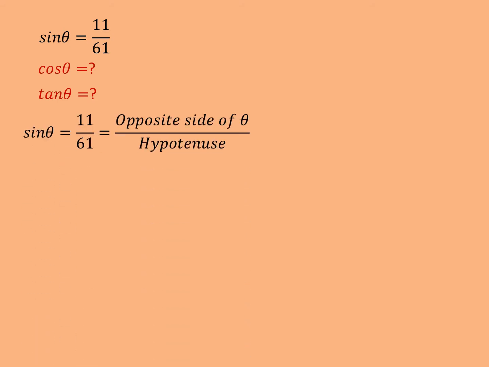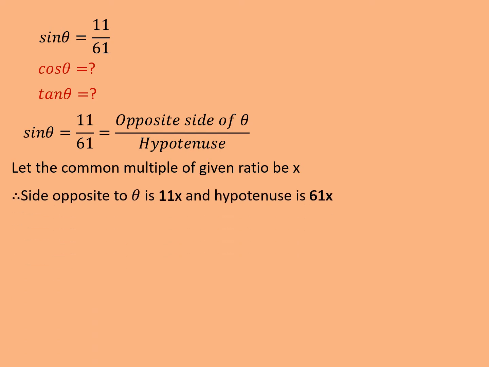Sin theta is 11 upon 61, that is also equal to the opposite side of angle theta upon the hypotenuse. So that means there is a ratio. The ratio has to be converted into a normal number, and for that we require a common multiple. So let the common multiple for the given ratio be x. Therefore the side opposite to angle theta is 11x and the hypotenuse will become 61x.